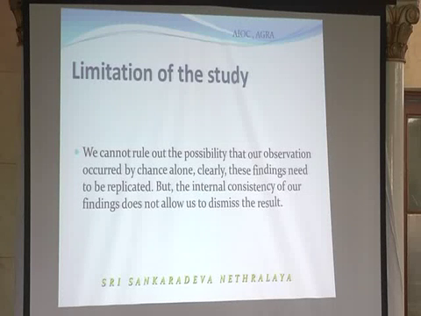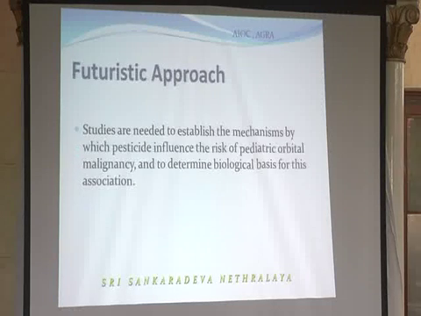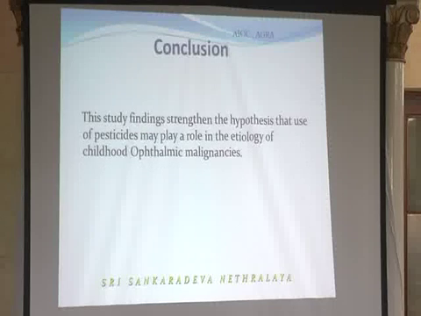One limitation of our study is that we cannot rule out other possible factors. We can only evaluate the pesticide, document it, and identify it as statistically very significant, but there may be other causes also. Future studies need to establish the mechanism by which pesticides influence the risk of orbital malignancy and determine the biological basis for this association. We conclude that these findings strengthen the hypothesis that the use of pesticides may play a role in the etiology of childhood ophthalmic tumors.